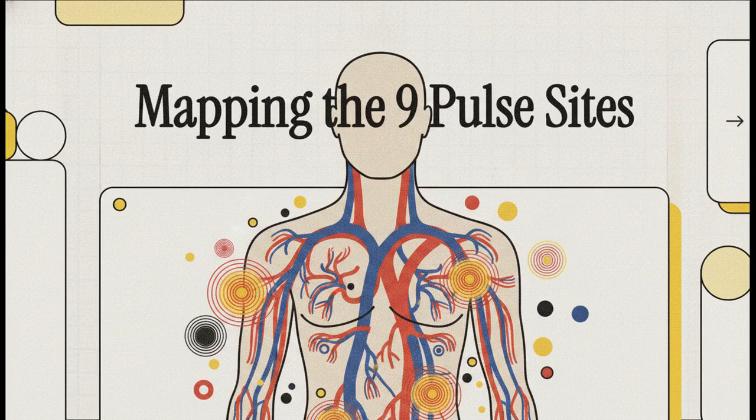Everyone, welcome to this explainer. Today we're zooming in on something incredibly practical, entirely essential, and, well, literally pulsing through you right this very second. We are talking about the human cardiovascular system, specifically mapping out the body's pulse points.